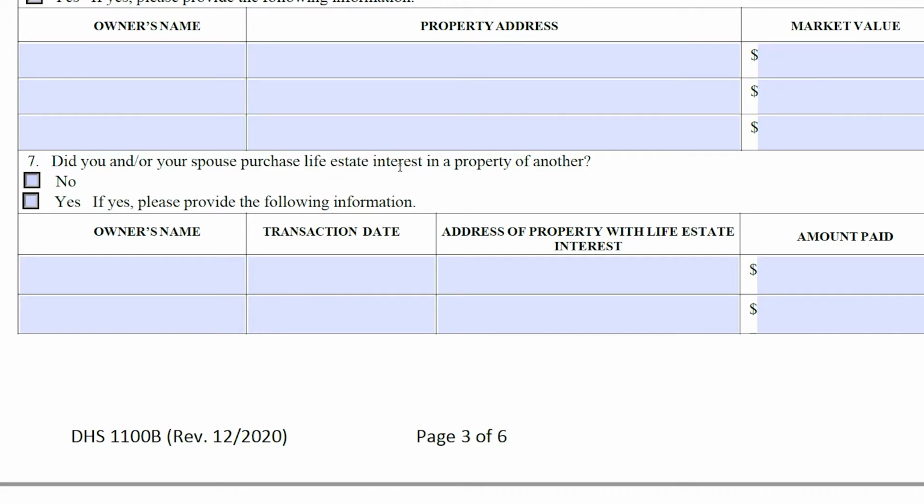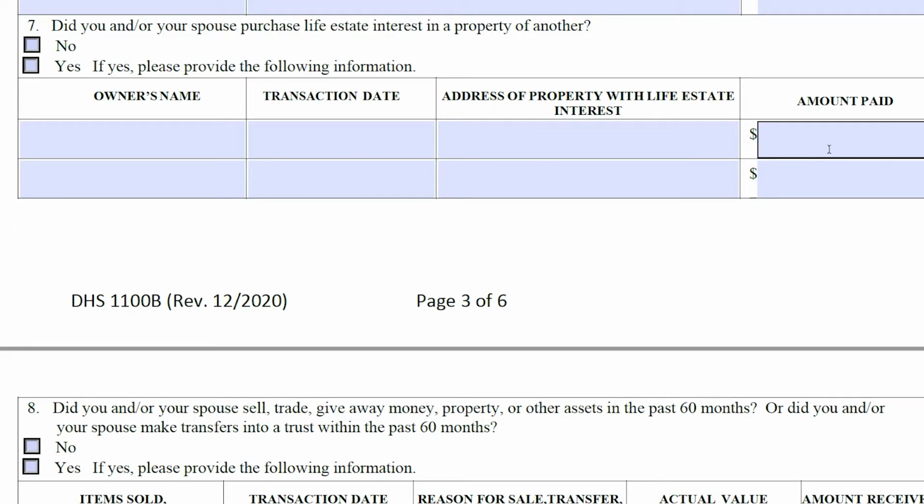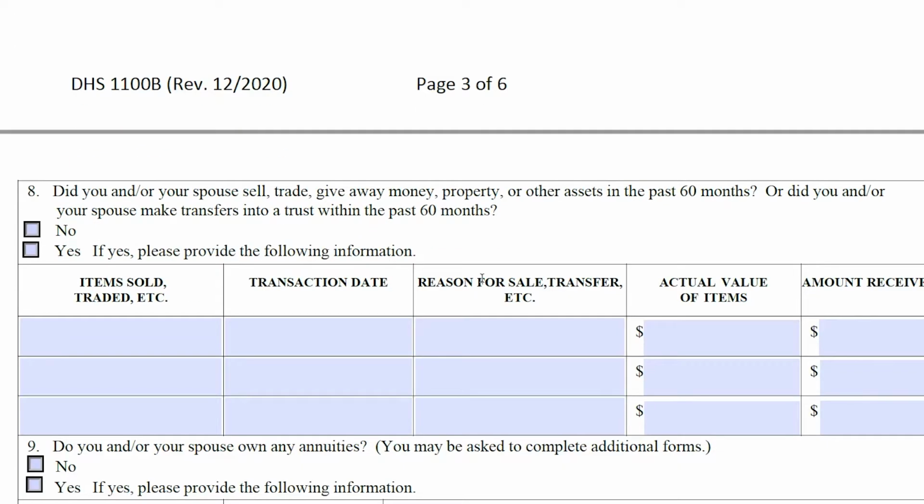This is quite uncommon, but if you have a life estate interest in a property of another, so if you own partial shares in someone else's home, and you are going to receive it when they pass, or you're part of their living estate, then you'd put it here. You'd have to purchase some of this though.